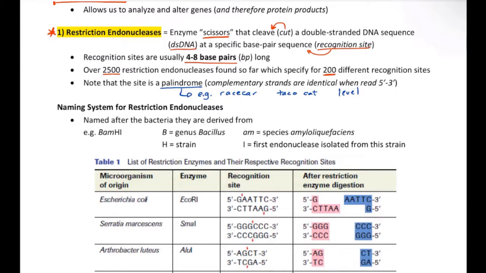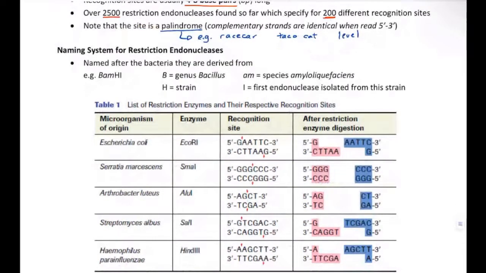Same in both directions. And remember, when we're talking direction here, we're talking about 5' to 3'. And then when you flip down to the other piece of DNA, its 5' to 3' is the same. Okay? So how do we name these? Well, they get named after the bacteria that we stole the tool from.